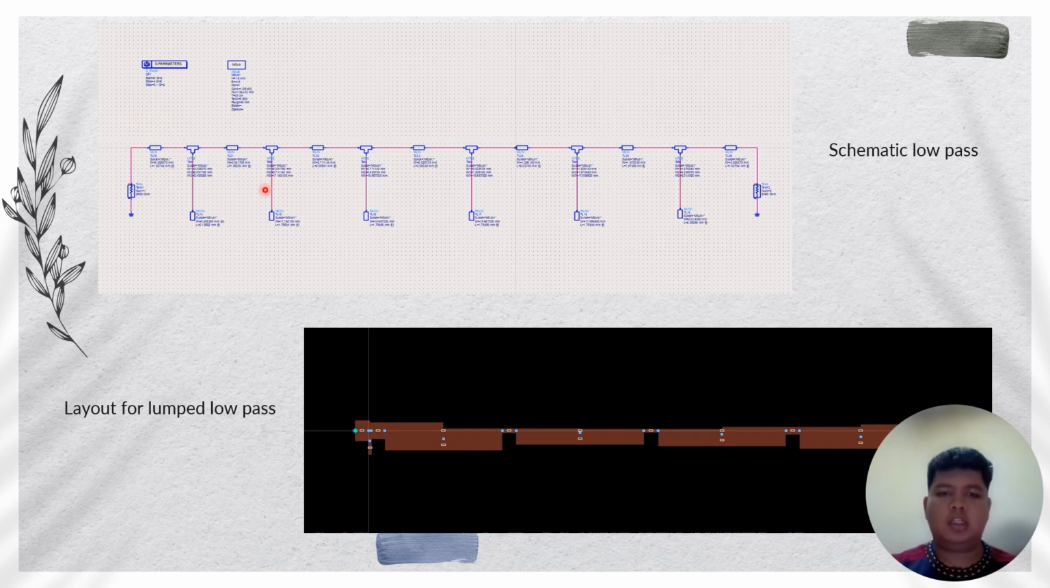We are using the line calculation in ADS. Then we get the width and also the length for all of these tools in this ADS. Then after we design this circuit, we need to do the layout, and this is the layout that I get for this low pass circuit.